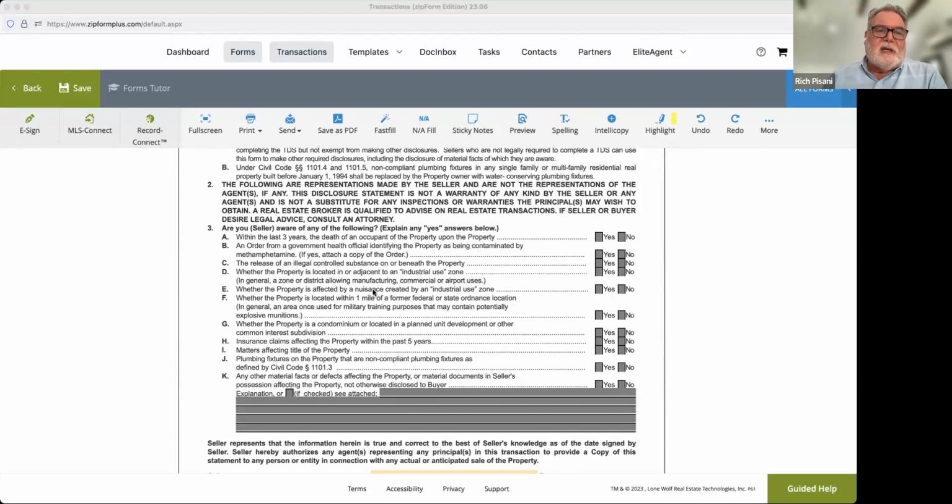All right, NHD. You're probably never going to see a form. It's the NHD statement, and we've all seen it. It's not in zipForm. It's supplied by the NHD company, that summary page, and the buyers, sellers, and agents sign on that last page. That statement page is what's statutorily required.